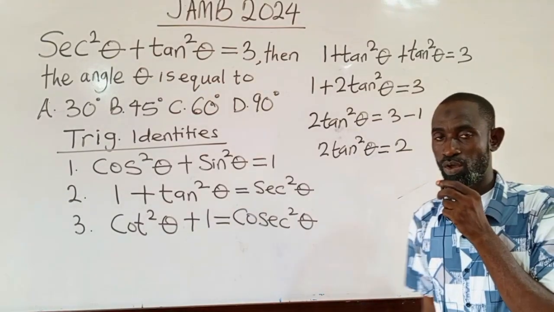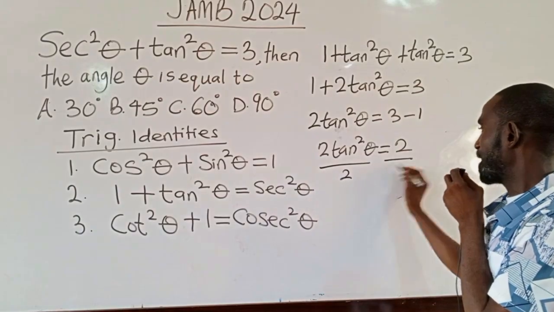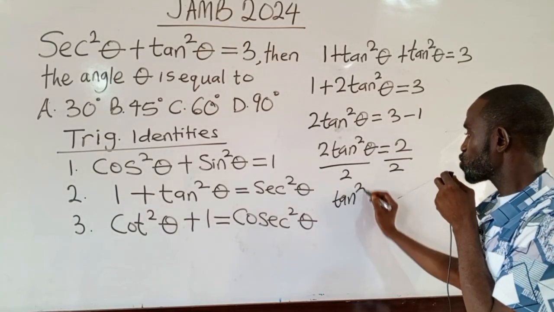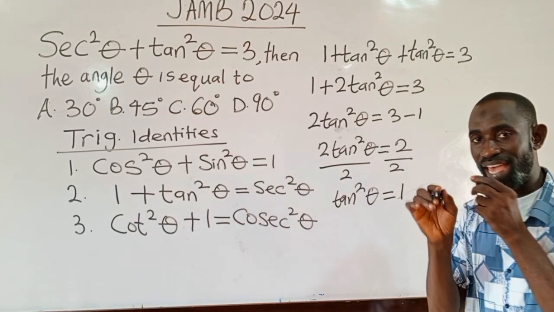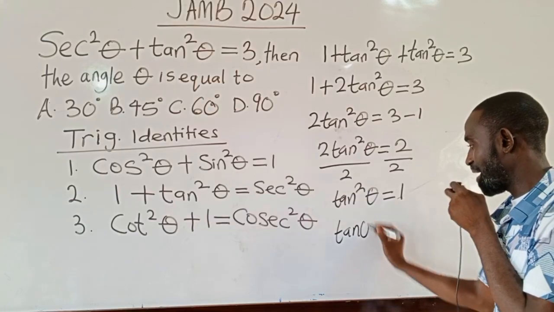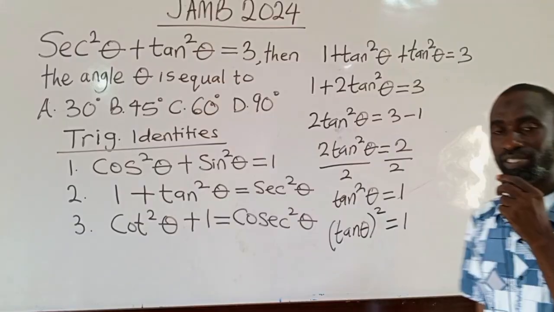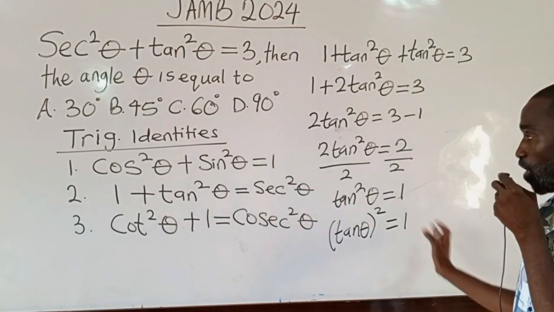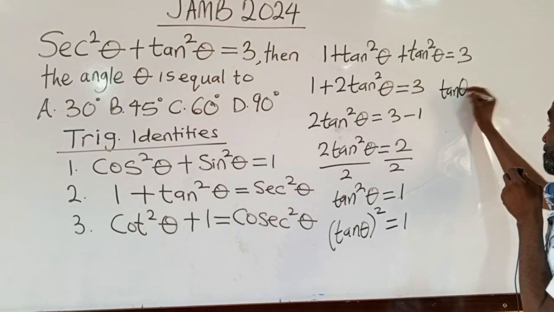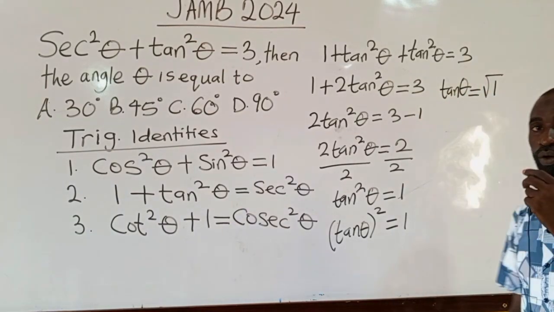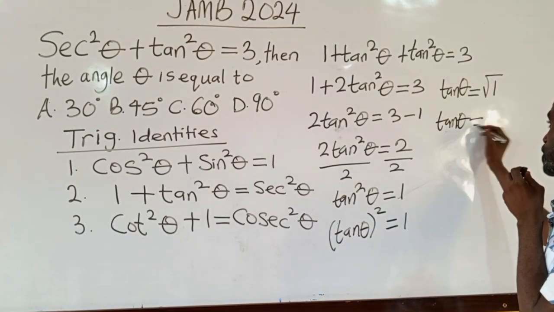Class, what is the next thing? We divide both sides by 2. So by 2, by 2. So we have tan² equals to 1. Tan²θ is the same as (tanθ)² equals to 1. What is the next thing? We'll take the root of both sides. We'll now be having tanθ equals to root of 1. What is the root of 1? That is 1. So we have tanθ equals to 1.